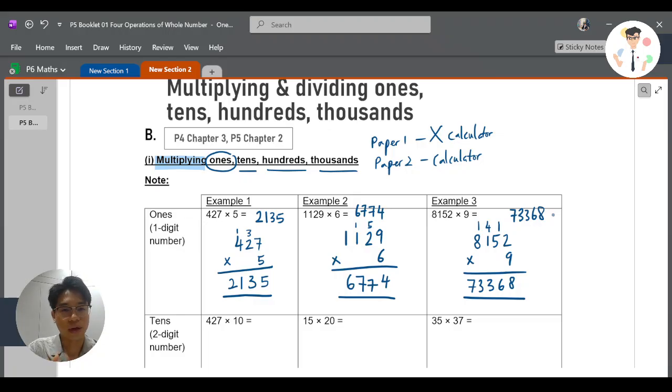Okay, so I believe from these 3 examples, you know how to multiply the one-digit number. Again, if you are not confident, please go online and get more practice, or also you can go back to P4 and look at your textbook and your practice book again.